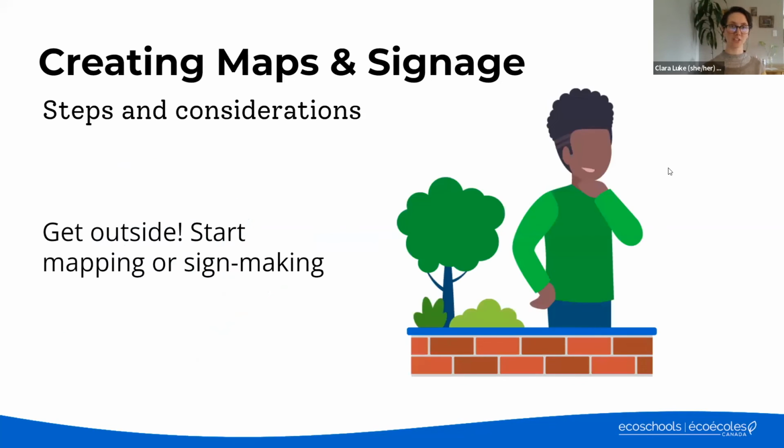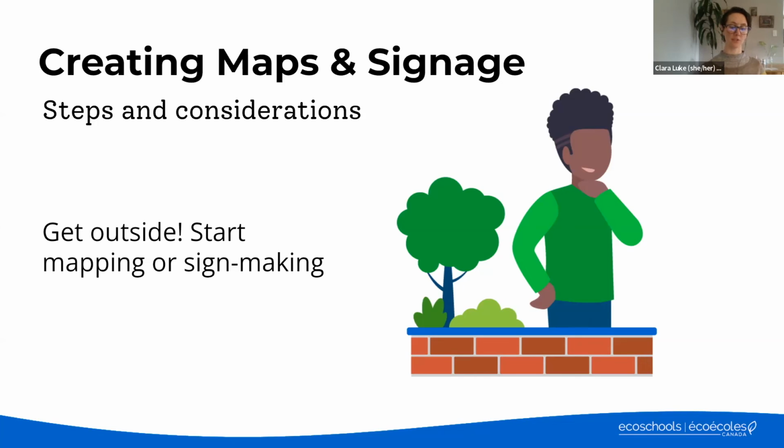And then finally, you can start getting outside and start mapping or sign making. As always, establish safety protocols for your class, communicate clear spatial boundaries, emergency response plans, and learning expectations so students know how to respond in unexpected situations. And if creating maps, teach students how to use the mapping tools and technologies in the field as applicable. So these might include barefoot mapping, GIS guides, or the EcoSchools template that I've demonstrated. So all of those are linked in the resources that we've showed you.